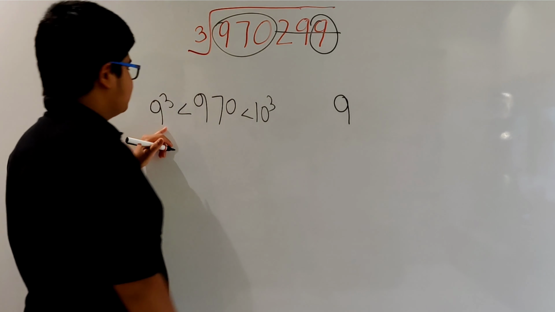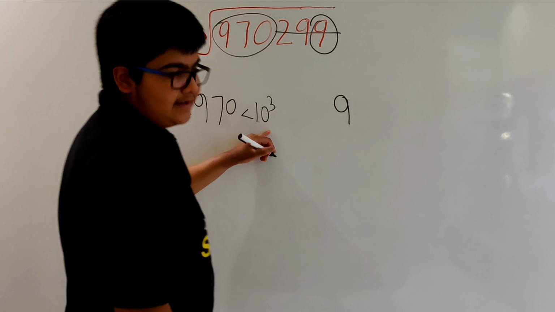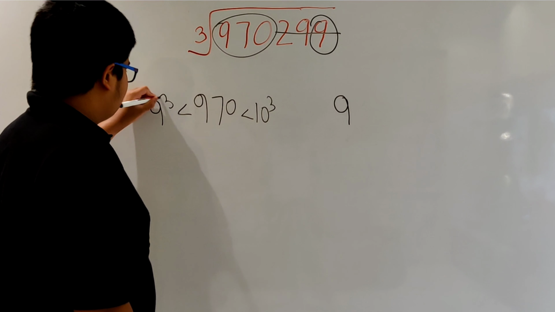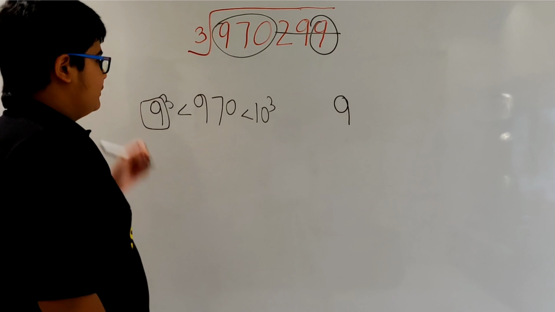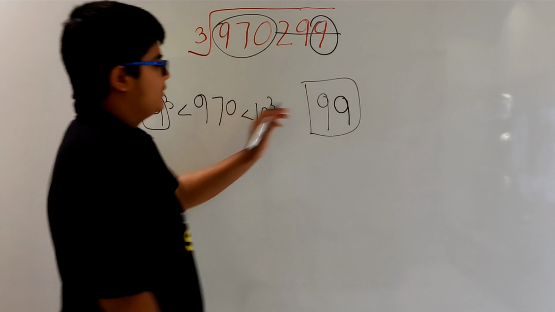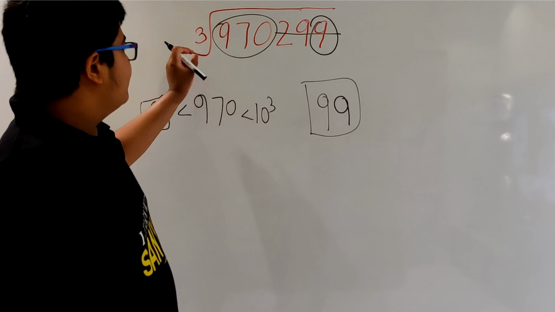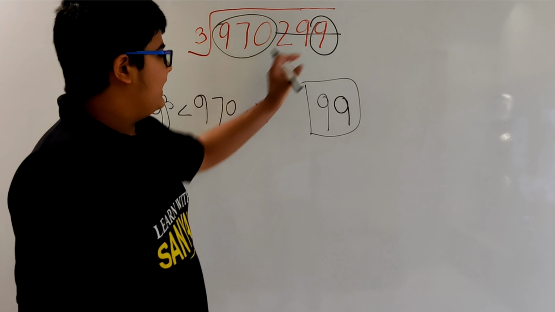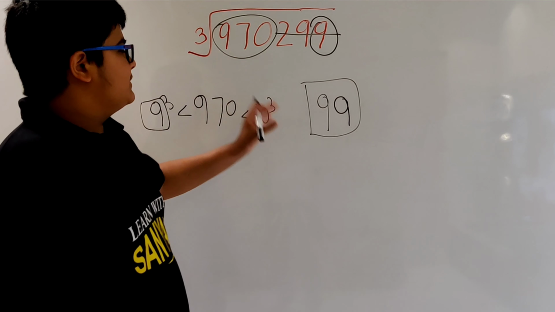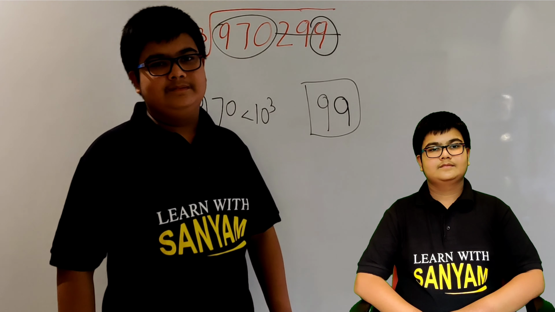So 9 cube is 729, 10 cube is 1000. It is coming between both of these numbers. Now you have to choose the lower one of them, that is 9 cube. So you will put 9 in front of this other 9 and this will be your cube root. So the cube root of 970,299 is 99. So you can see that such a big number can also be solved in just a few seconds.